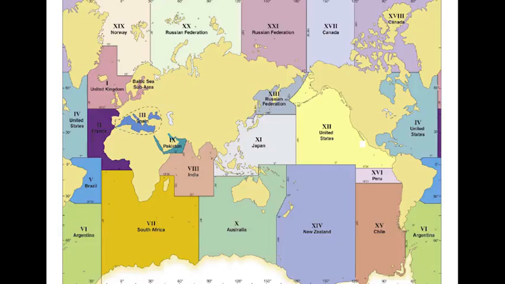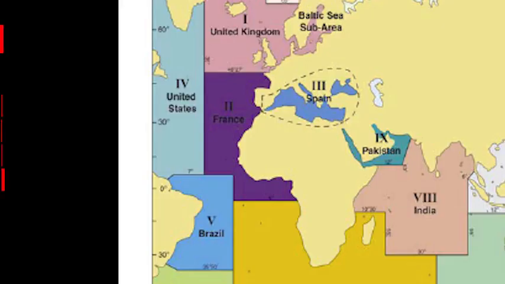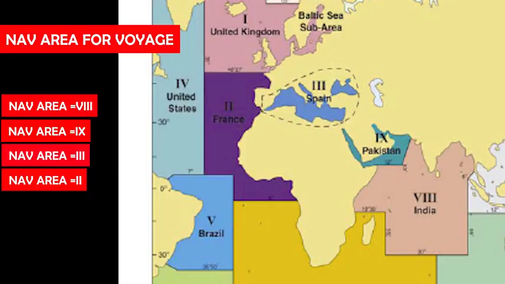Here you can see this is a world map where the world is divided into so many nav areas. These are all different nav areas. We don't have to worry about all of them. We only look after the nav areas in which we are going to sail. In my present voyage, we are going to pass through nav area 8, 9, 3 and 2.